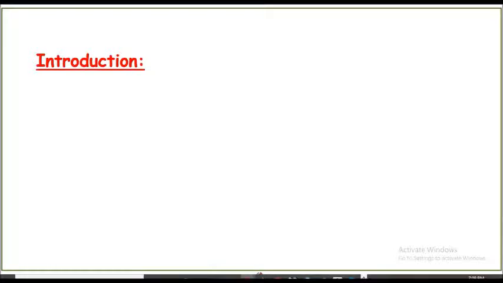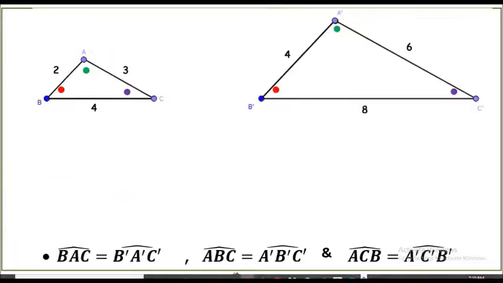We will start with the introduction. As you see here in the figure, I have triangle ABC where the three sides are of given length: BC is 4 cm, AB is 2 cm, and AC is 3 cm. The three angles of the triangle ABC are marked as shown in the figure. So what did I do here?